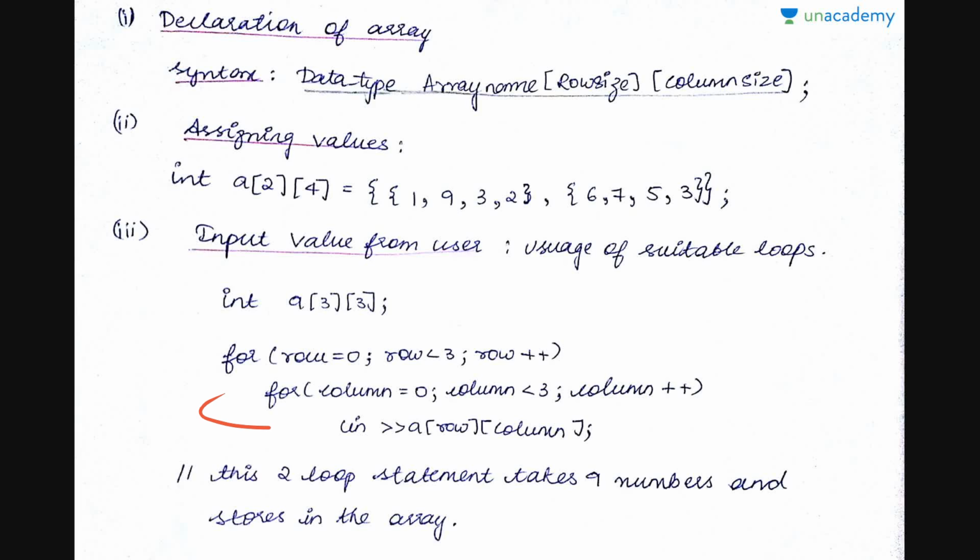So A of 0 0 gets inputted. Next only column gets incremented, hence it becomes A of 0 1. And then column gets incremented up to 3. Hence A of 0 0, 0 1, 0 2. Those three elements get inputted first.